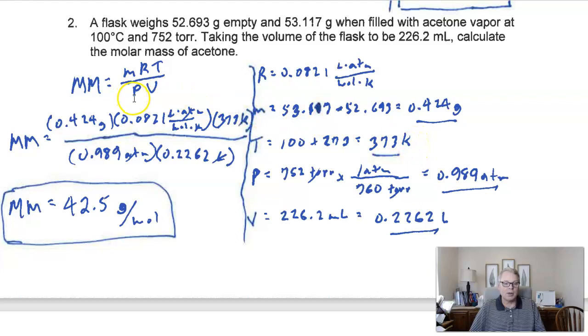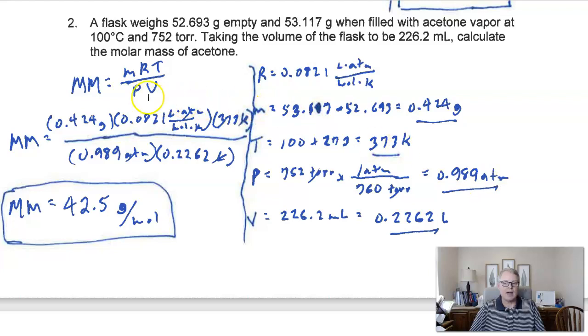Okay. Pressure. Do we know the pressure of the acetone? Well, we know it's 752 torr. Can I leave it as 752 torr? No, because I'm using R in this equation, see? And when I'm using R in the equation, my pressure has to be in what? Atmospheres. So I know 1 atmosphere is equal to 760 torr. So do it this way. So your torrs cancel. 752 times 1 divided by 760, 0.989 atmospheres.